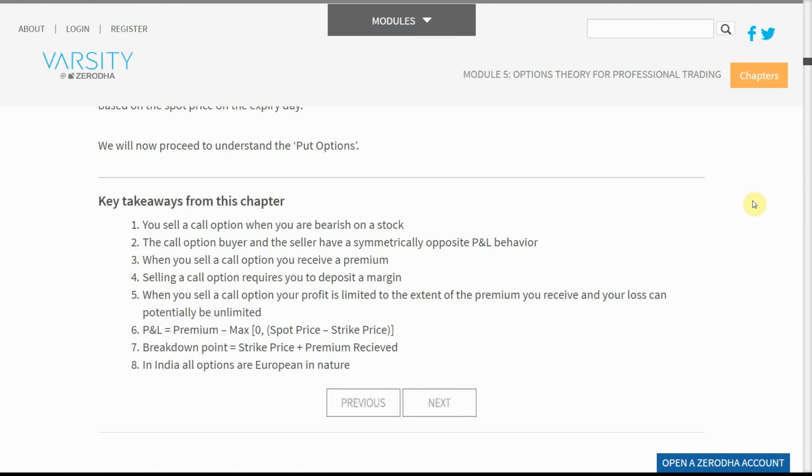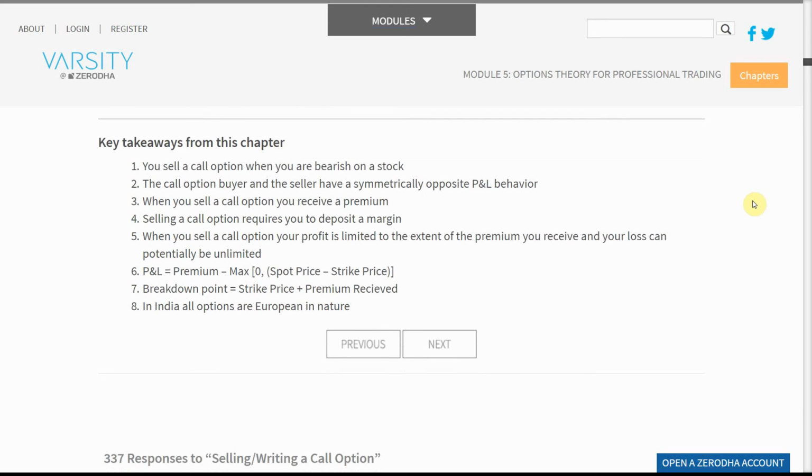Key takeaways from this chapter. You sell a call option when you are bearish on a stock. The call option buyer and the seller have a symmetrically opposite P&L behavior. When you sell a call option, you receive a premium. Selling a call option requires you to deposit a margin. When you sell a call option, your profit is limited to the extent of the premium you receive and your loss can potentially be unlimited. P&L equals premium minus max(0, spot price minus strike price). Breakeven point equals strike price plus premium received. In India, all options are European in nature.